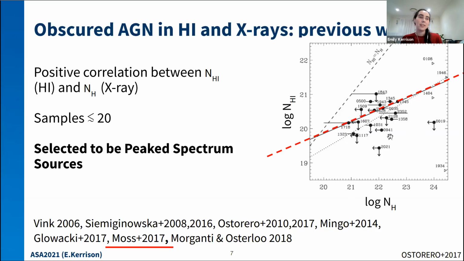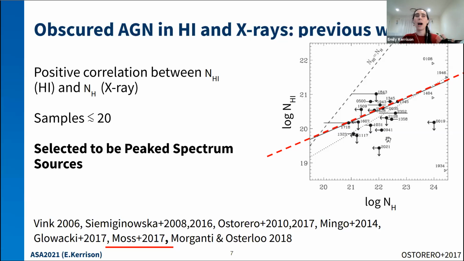Other things to note about previous work is a lot of these works use quite small samples of only about 20 sources or so. Some only use as few as 4 or 5 sources. And in addition to that, a lot of these samples are selected to be what are known as peak spectrum radio sources to begin with. To my knowledge, Vanessa Moss's work from 2017 is one of the few papers that doesn't select sources in this way. And so I'll talk a little bit more about that in a minute.